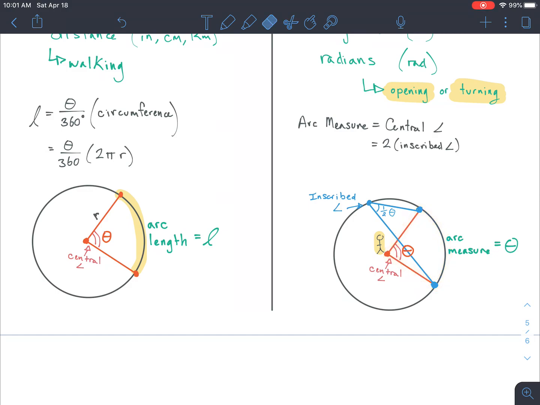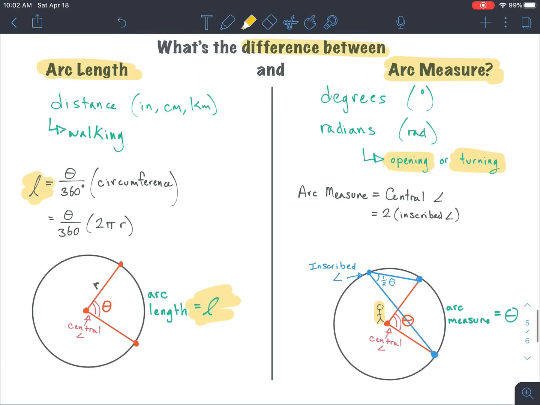The differences in symbols you would see over here, that arc length is denoted with the symbol L, whereas arc measure is denoted with theta, or you might see alpha. Sometimes you'll see X. The formulas for these two are also different.